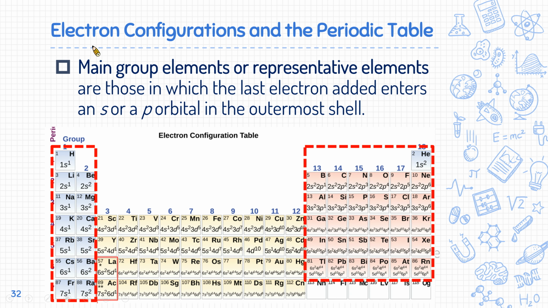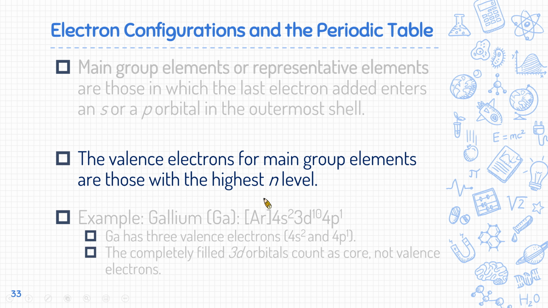For example, here, the main group elements or representative elements. I use the dashed square to highlight these two. These main group elements are those in which the last electron added enters an s or a p orbital in the outermost shell. This is s here and p here. The valence electrons for main group elements are those with the highest n value. n is the principal quantum number.